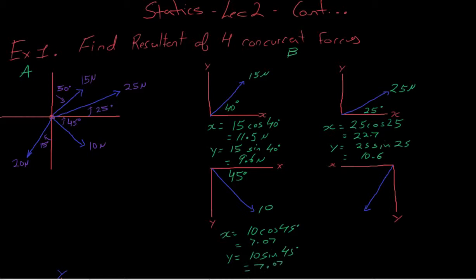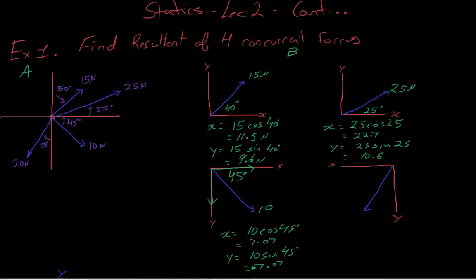Now, when we're finding components, we're finding the y value and the x value. For the x value, whenever it's going to the right, it's a positive number. If it's going down or going to the left, it's going to be negative. So therefore, the y would be negative 7.07.